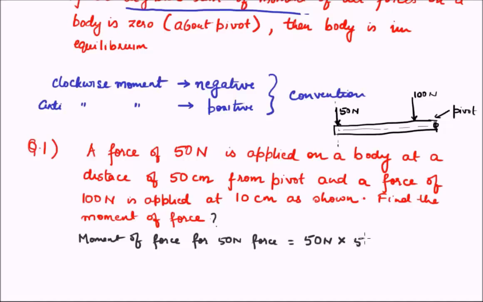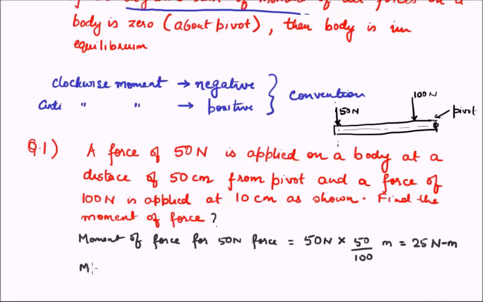That would be 50 divided by 100 meters. This turns out to be 25 Newton meter, and this moment of force of 25 Newton meter is in anti-clockwise direction. This force is trying to turn the body about the pivot in anti-clockwise direction. So we are letting it remain as positive.